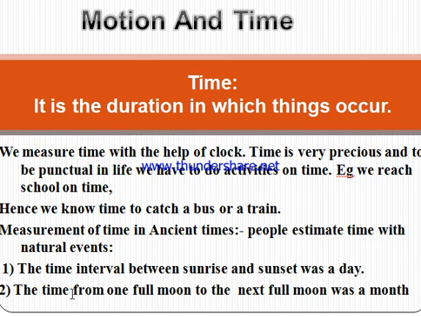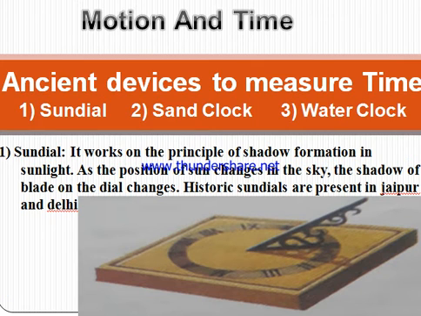The time from one full moon to the next full moon was a month. Okay, you can also remember about the 15 days. From no moon to full moon is 15 days, and one full moon to another full moon is the full month. That is also known as Puranmashi or Purnima, as in our old calendar. Okay, in the ancient times there were 3 general clocks which people could prepare.